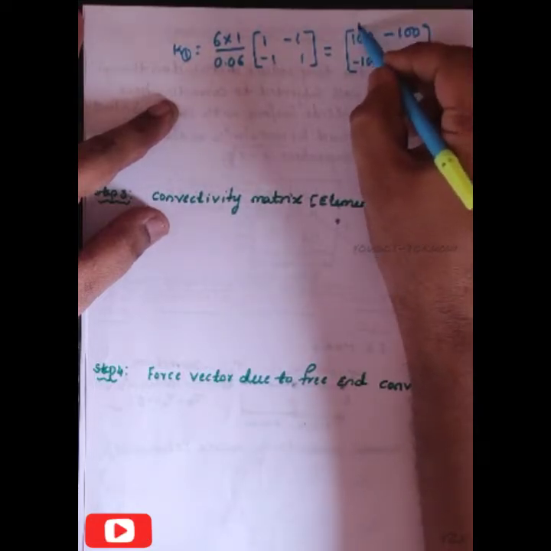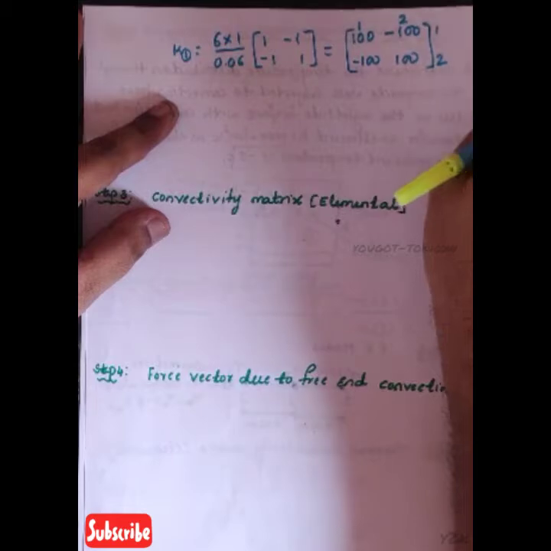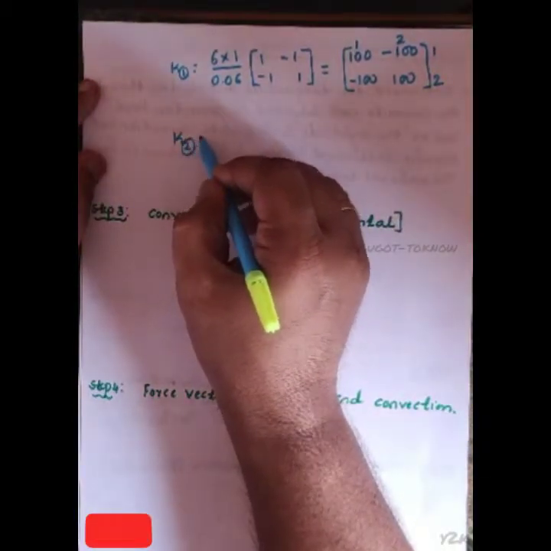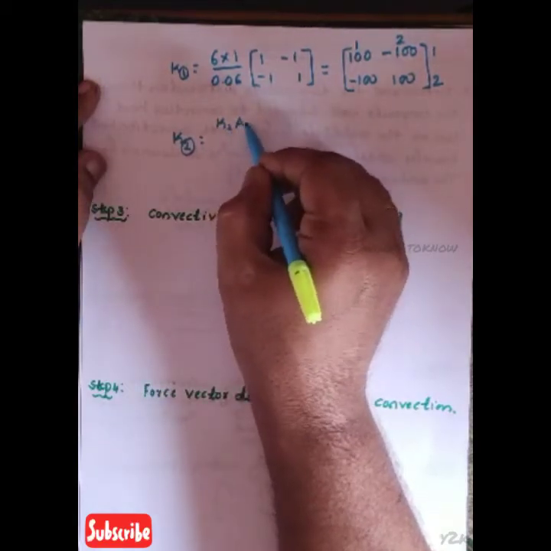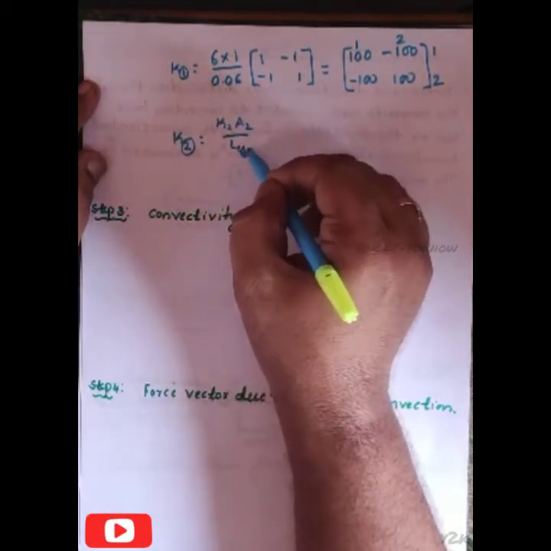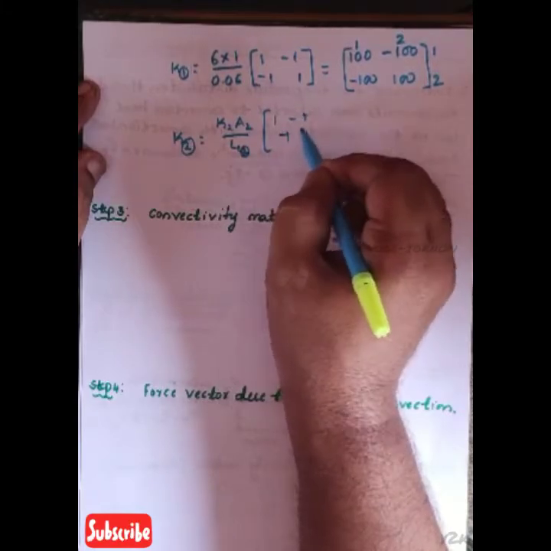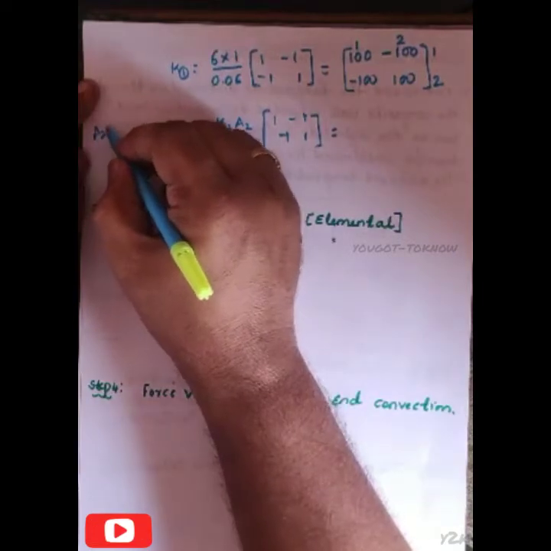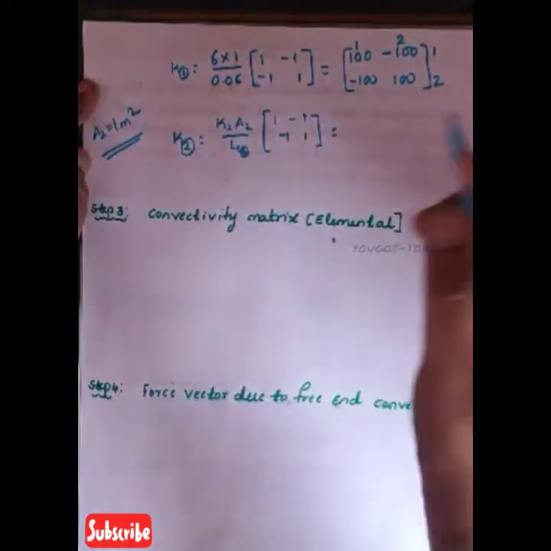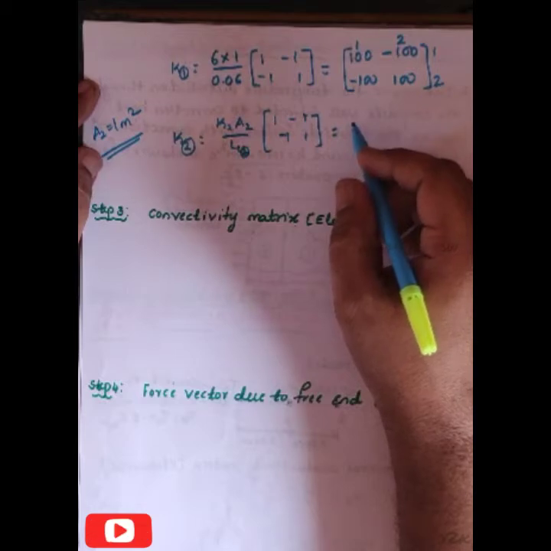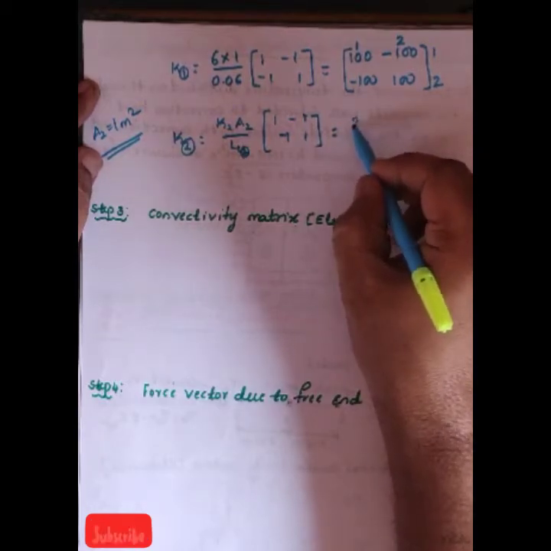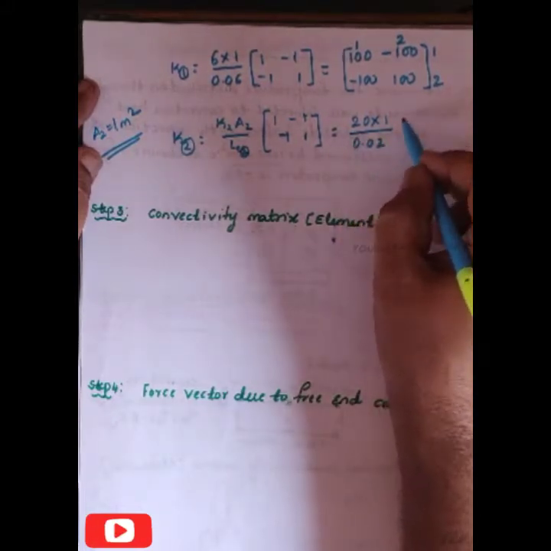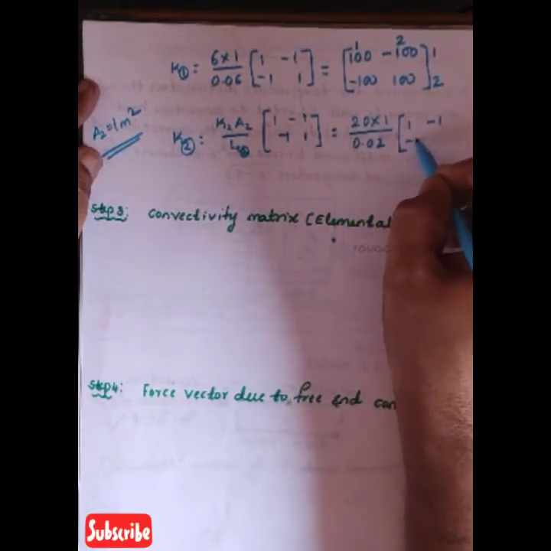What are the nodes? Nodes 1 and 2, because it belongs to element number 1. Now repeat the same thing for element number 2. Element 2 is K2 A2 divided by Le2, times [1 -1; -1 1]. Here A2 is again 1 meter square. The area is not given, so always assume the area is 1 meter square, a constant. K2 is given as 20 W/m°C, 20 into 1, and the length of the element is 0.02.